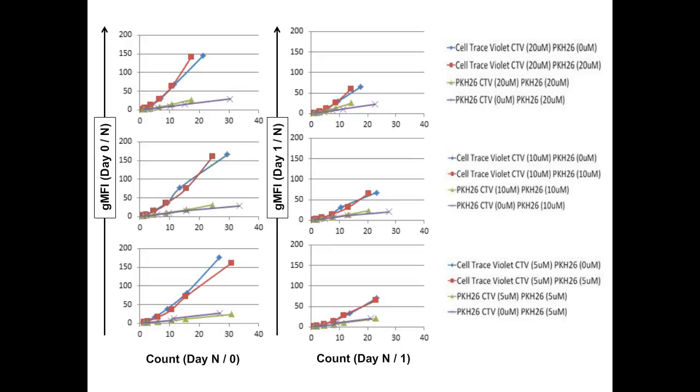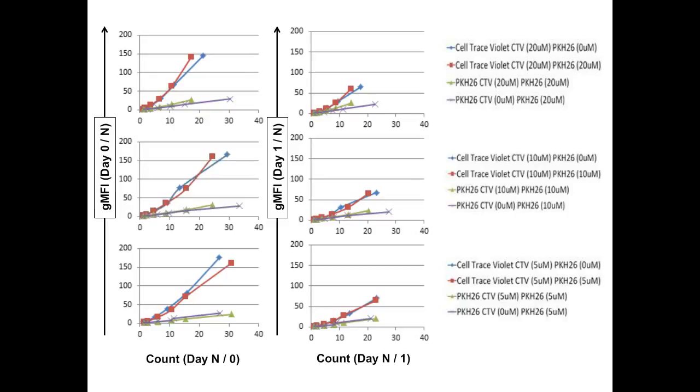If we take a look at the plot in the upper left-hand corner, the first thing you can see is that the blue line, that's cell trace violet only, with no PKH26, is somewhat retarded. We would expect this would have expanded about 25 or so fold, and in fact we're not quite seeing that much. If we look at the cell count only, and just the blue line, the increase in cell number is about 20-fold, whereas the decrease in fluorescence intensity of that blue line on the y-axis there is about 150.